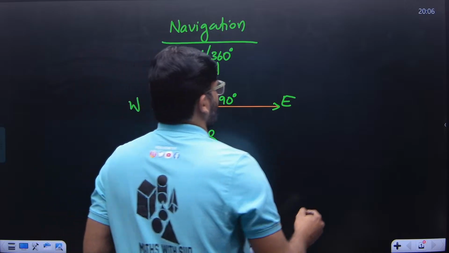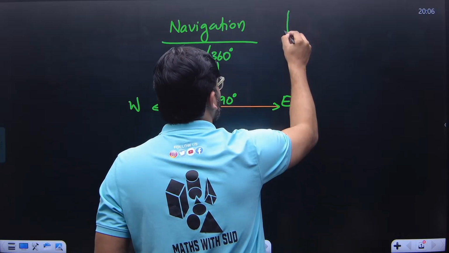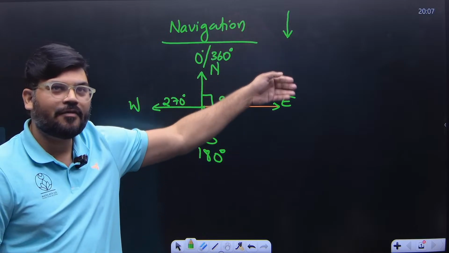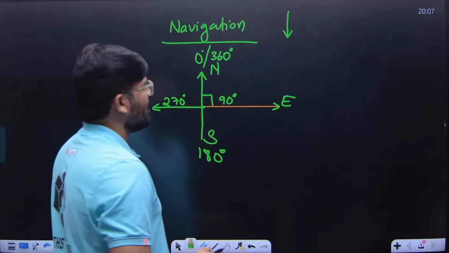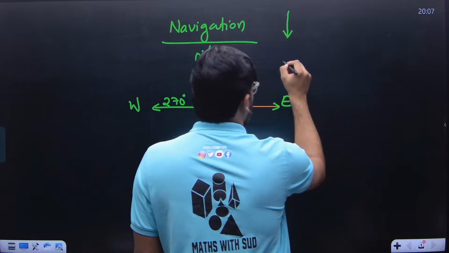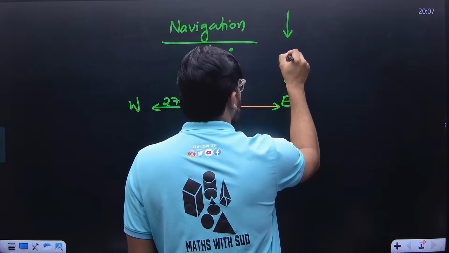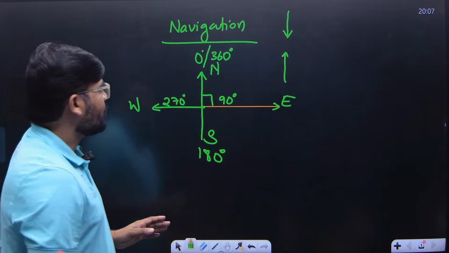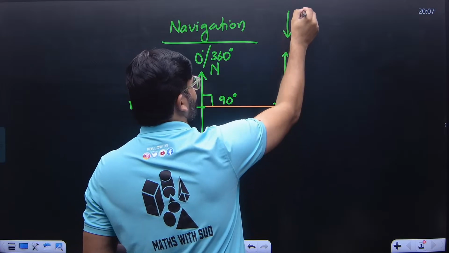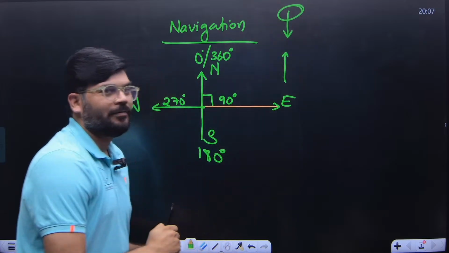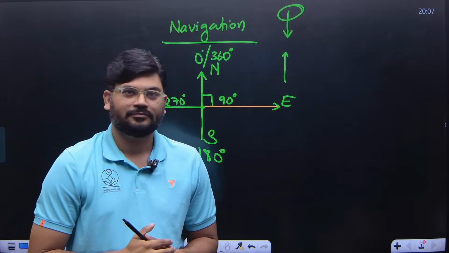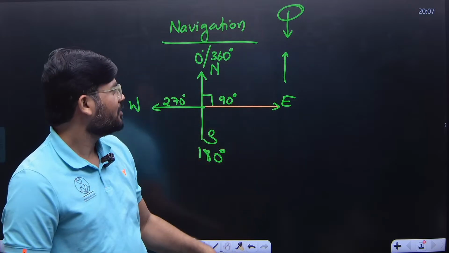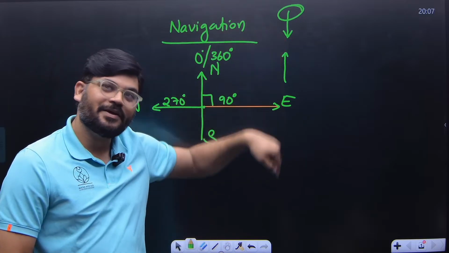Suppose an aircraft is coming from this side, and another aircraft is coming through this side. I ask you what is the bearing of this aircraft? Can you tell me? 0 degrees. No, it is 360. Coming towards south, so 180 degrees.